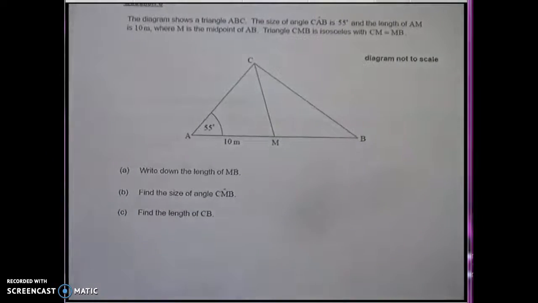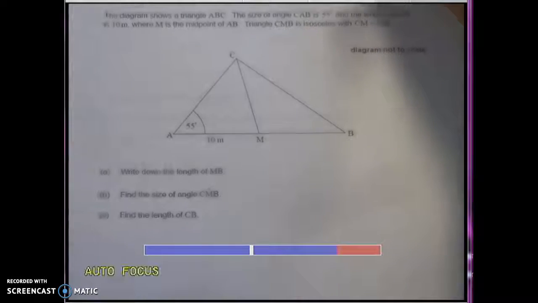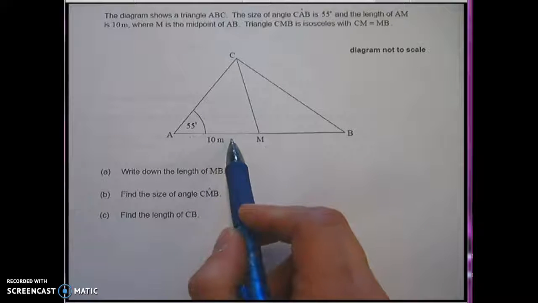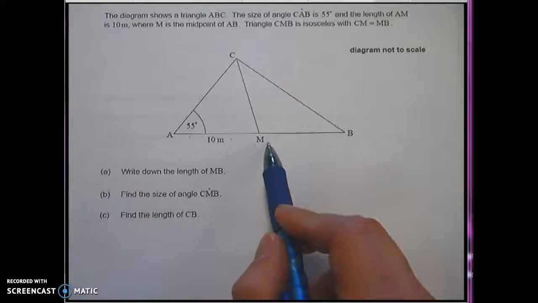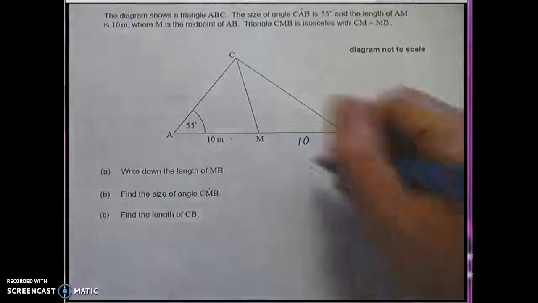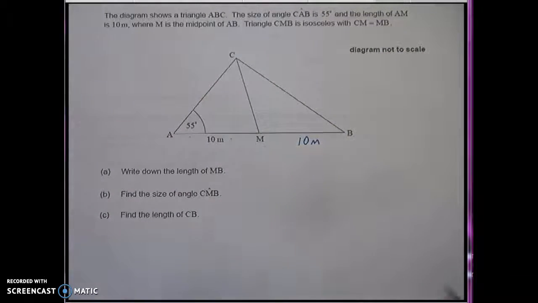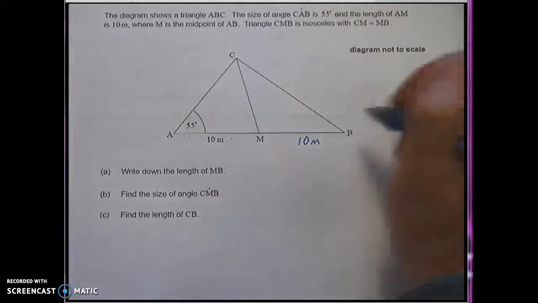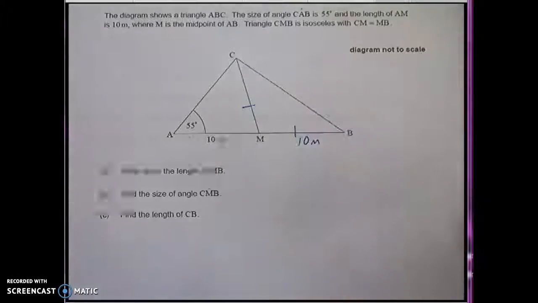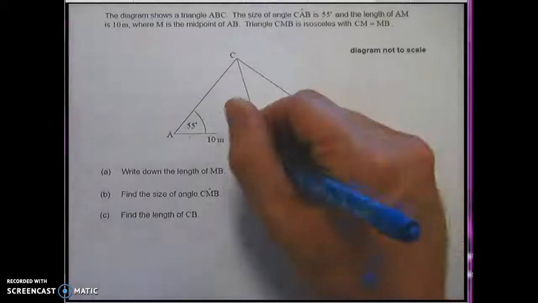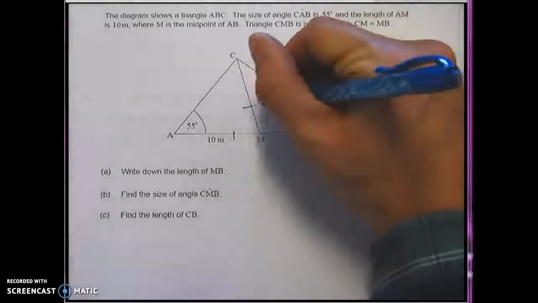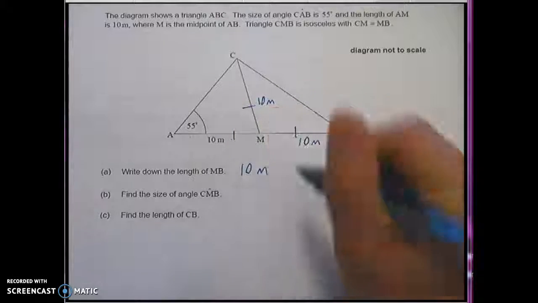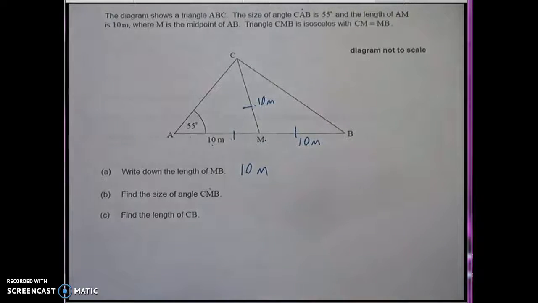The diagram shows a triangle ABC. The size of angle CAB right here is 55 degrees. The length of AM is 10, where M is the midpoint. So if that's the midpoint, that means that this has to be a 10 as well. Triangle CMB is isosceles with CM congruent to MB. So what that means is we've actually got three sides that are 10 here. So those are all 10 in there. Write down the length of MB. Well, I already did that. That's 10 meters because if that's the midpoint, then it has to be the same as that 10.